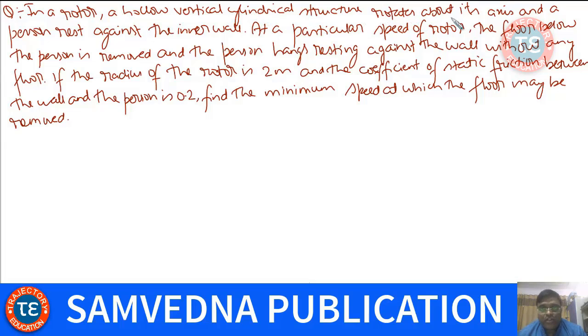In a rotor, a hollow vertical cylindrical structure rotates about its axis, and a person rests against the inner wall. At a particular speed of the rotor, the floor below the person is removed, and the person hangs resting against the wall without any floor. If the radius of the rotor is 2 meter and the coefficient of static friction between wall and the person is 0.2, find the minimum speed at which the floor may be removed.